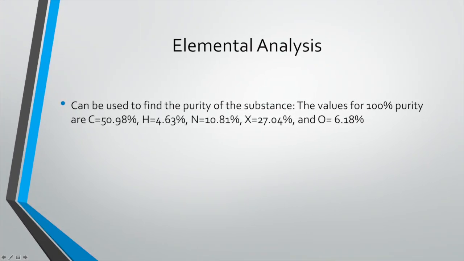For the elemental analysis of this structure, your 100% purity percentages would be carbon equaling 50.98% of the molecular weight, hydrogen would equal 4.63%, nitrogen would equal 10.81%, the chlorines would have 27.04%, and oxygen would make up the last 6.18%.